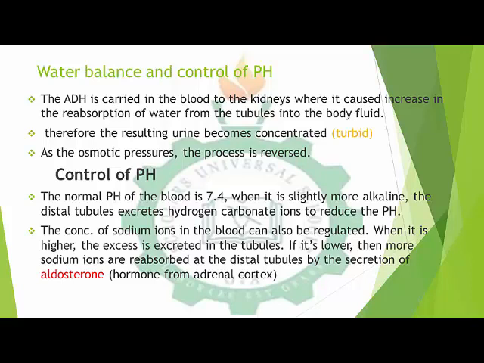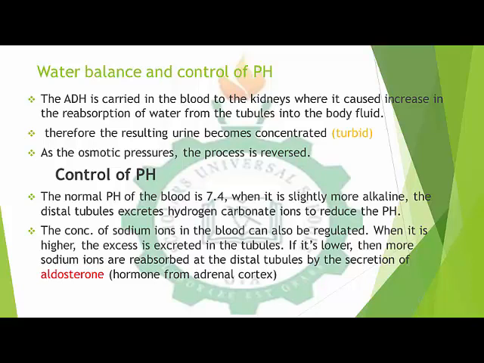And by the time the body reabsorbs more water, you will see that the resulting urine becomes concentrated or turbid. That is when you see a very thick yellow urine, because the necessary water has been absorbed by the body. Because there is high salt intake, low water intake, and maybe a very sunny weather, the body needs to retain more water to prevent dehydration. So in that case, the resulting urine becomes turbid.